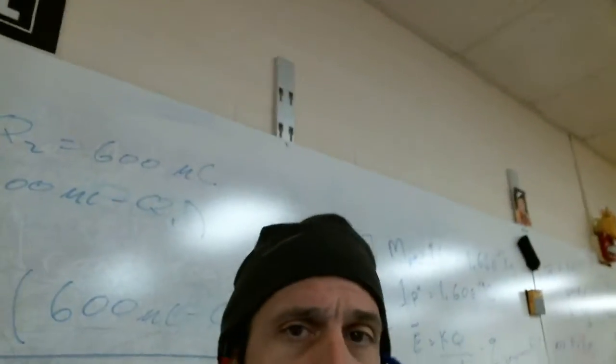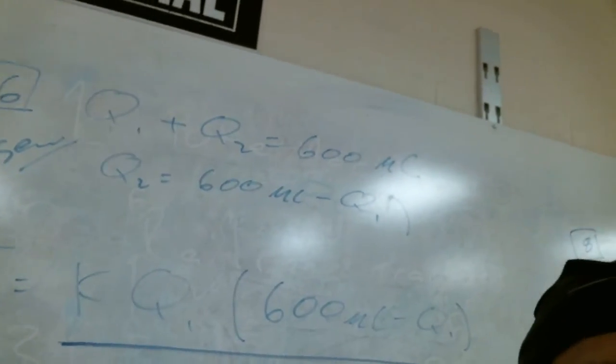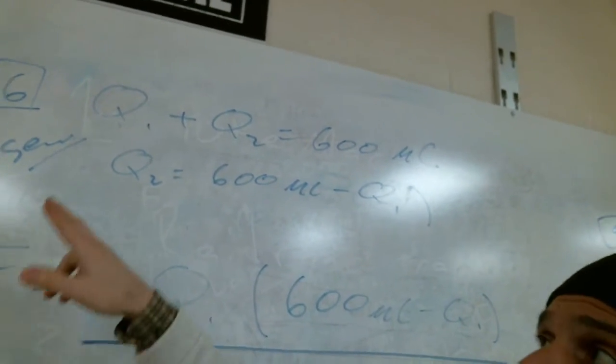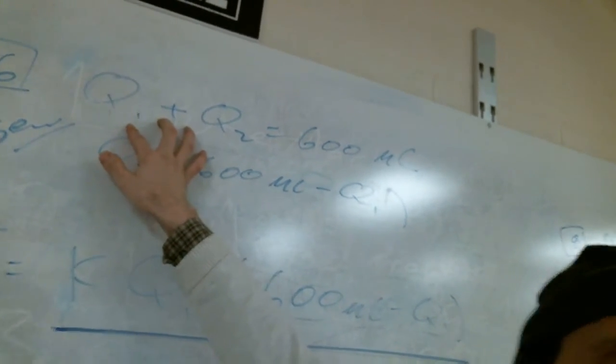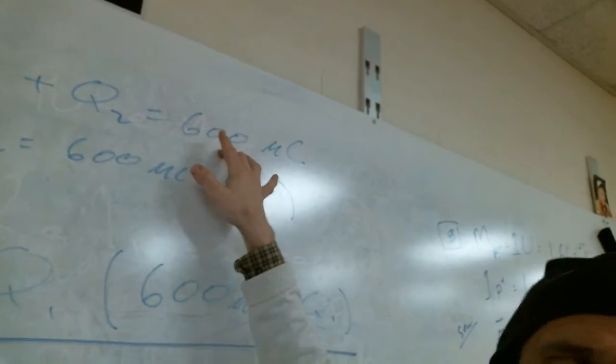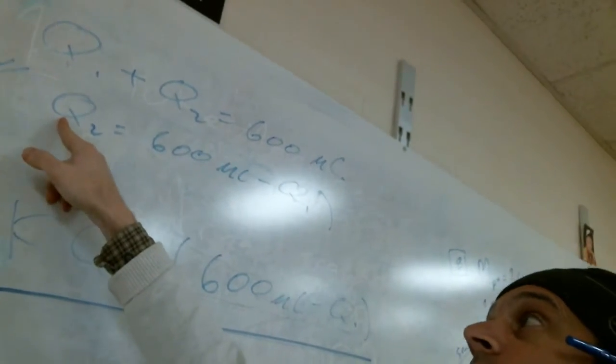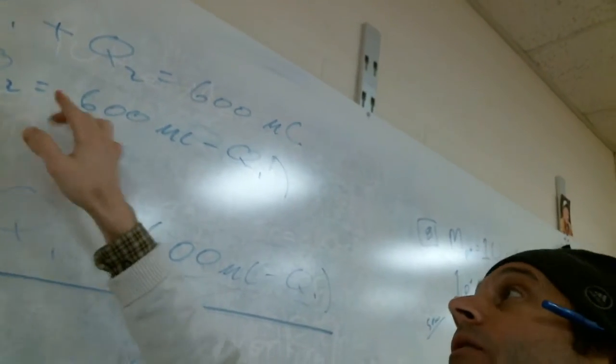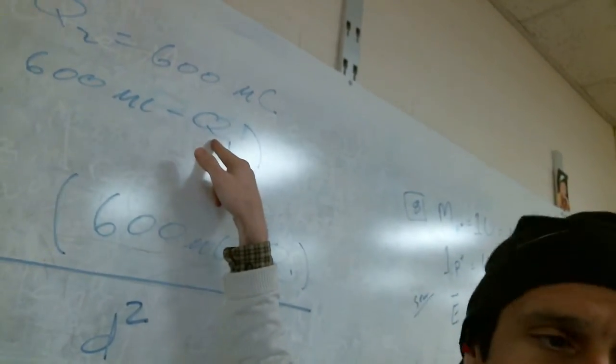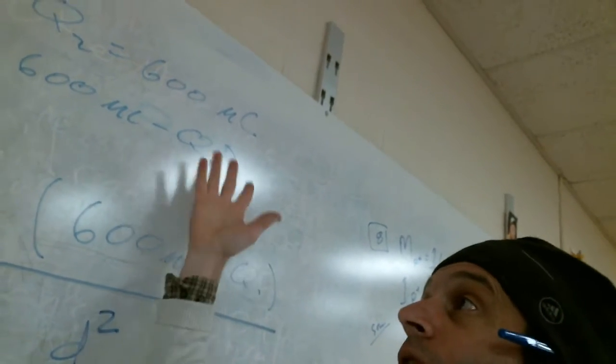Number 6 is the one that you will have to use the quadratic formula on to help you solve. So remember, what it says in number 6 is the sum of the two Q's is 600 microcoulombs. So that means Q2, or pick one, it doesn't matter, is equal to 600 minus the other one. Once you have that set up, you put it in the force problem.